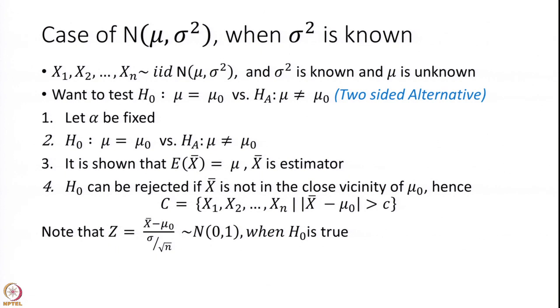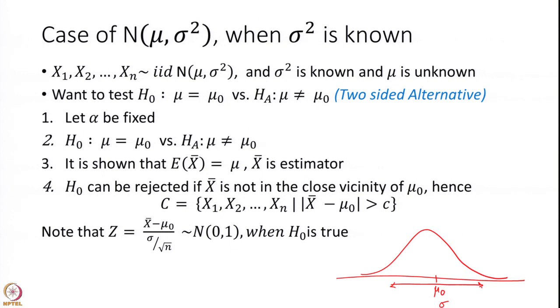Now when we say that we want to reject the null hypothesis if it is not in close vicinity of mu 0, what do we mean by that? Say this is your mu 0. And you have some normal distribution because that is what we have assumed, and some one sigma limit is this much. This is unknown to you, I mean presently it is known to us.